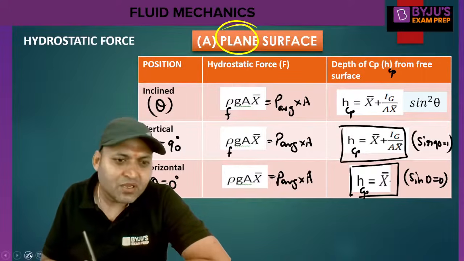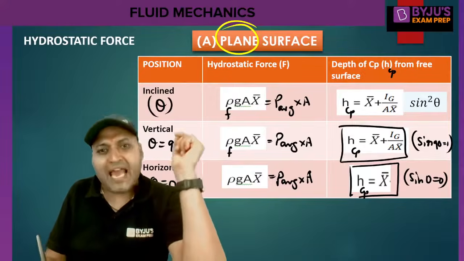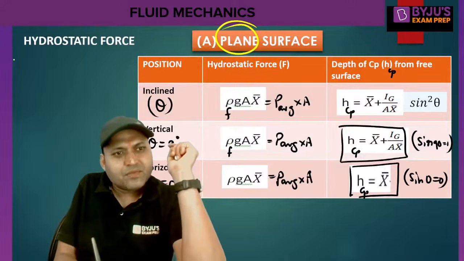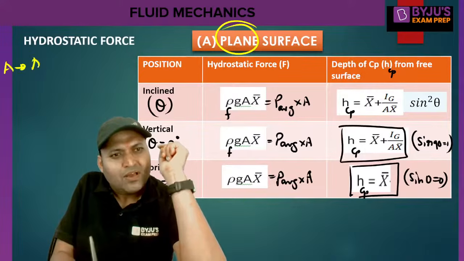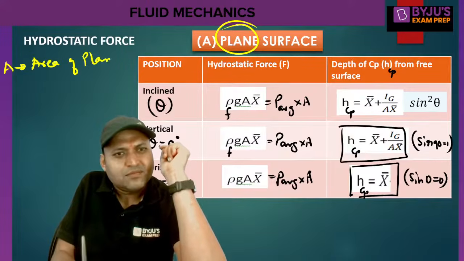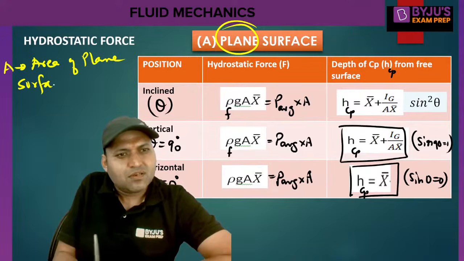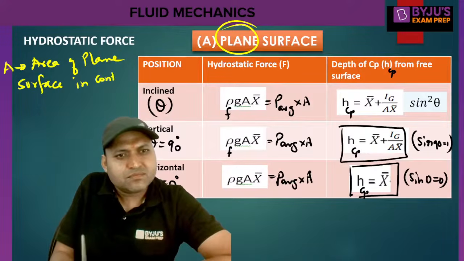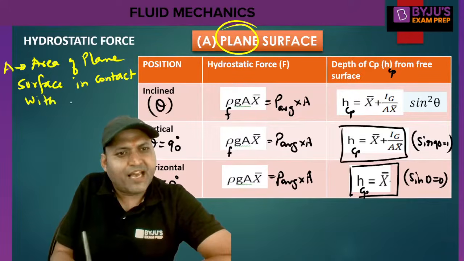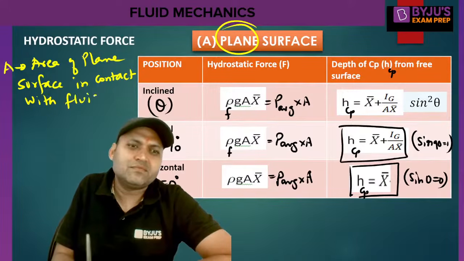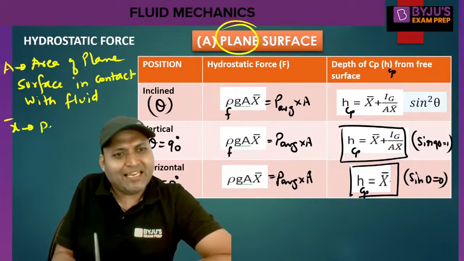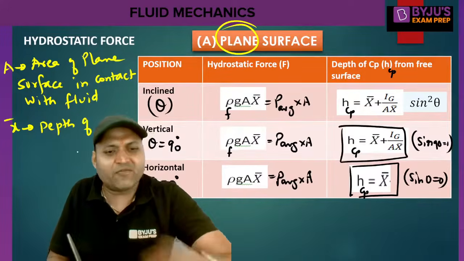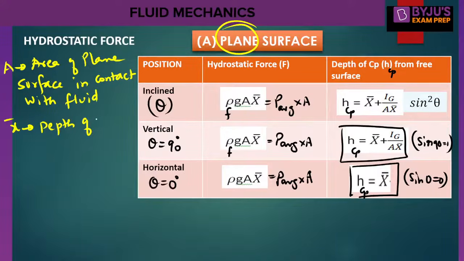These are the formulas, but you need to understand the significance of each term. What is A here? A is the area of the plane surface in contact with the fluid. What is X bar? X bar is the depth of the centroid of the plane surface from the free surface.